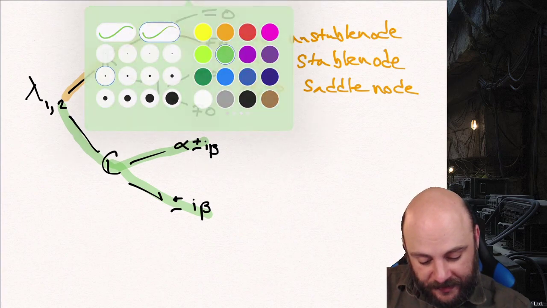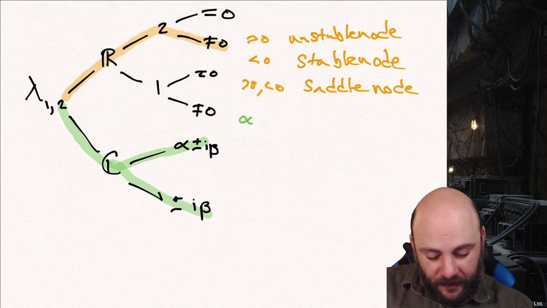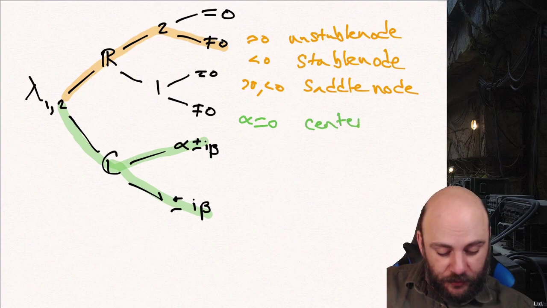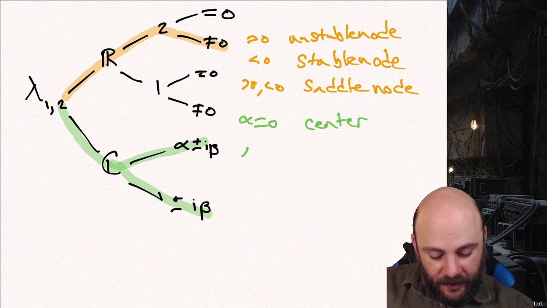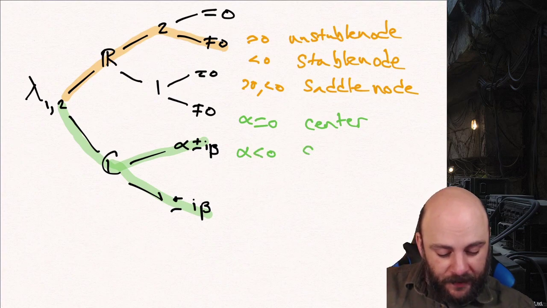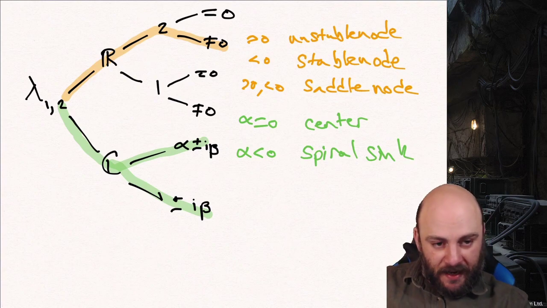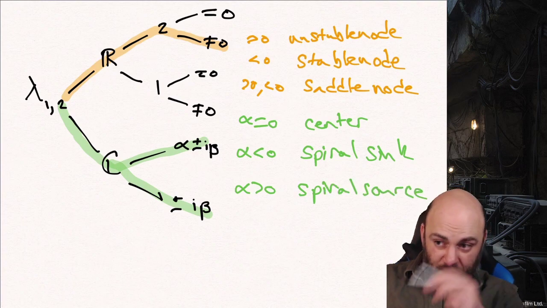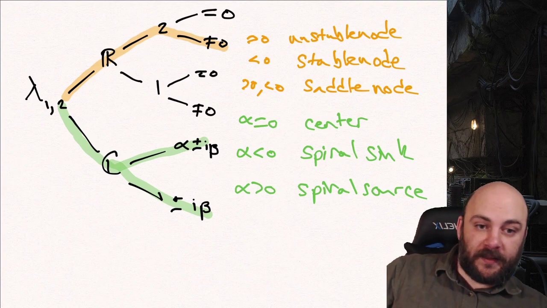In complex land, we have a couple different cases here. If alpha equals 0, we call that a center because we have purely periodic solutions. If alpha was negative, we had a spiral sink because they spiraled in towards the origin. And if alpha is positive, we had a spiral source because it spiraled outward as it grew up to infinity.